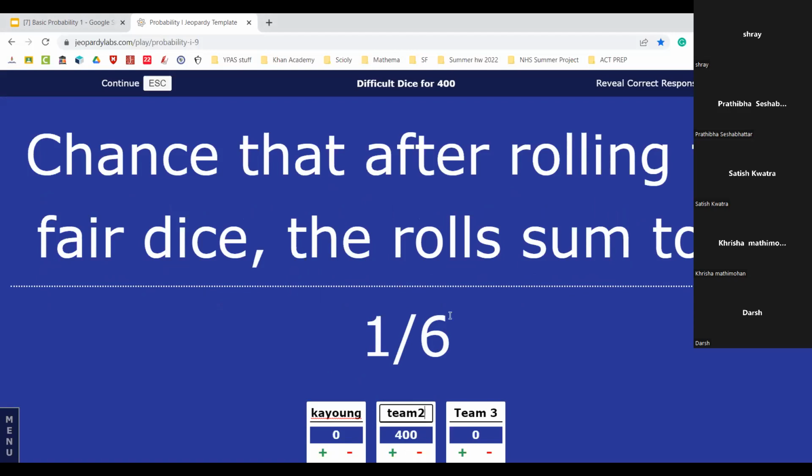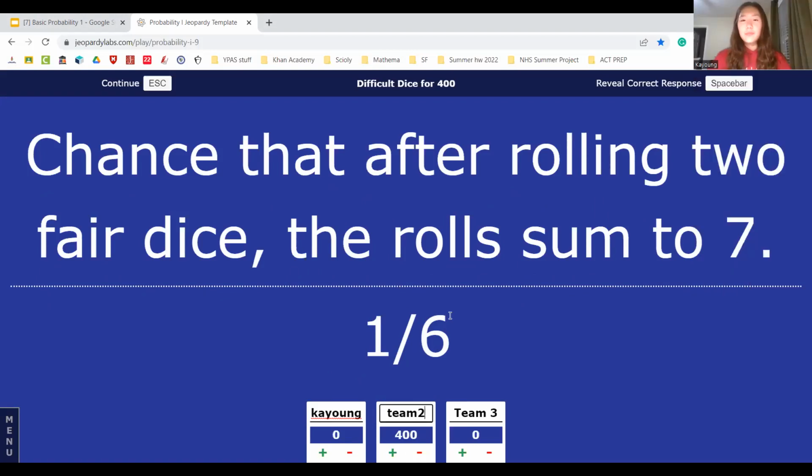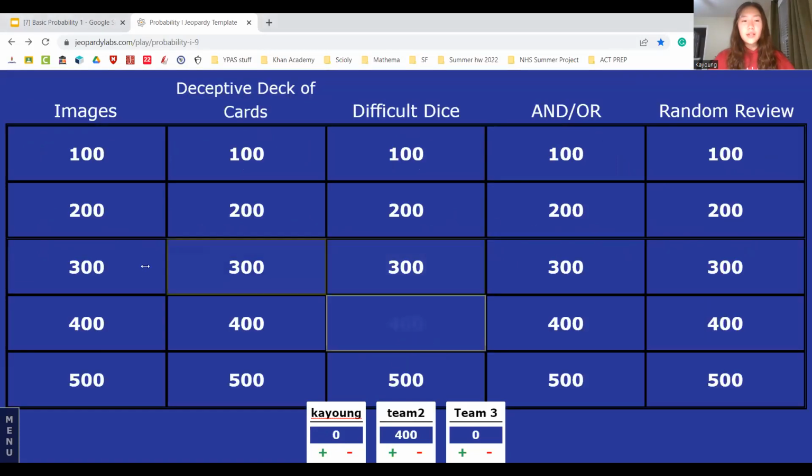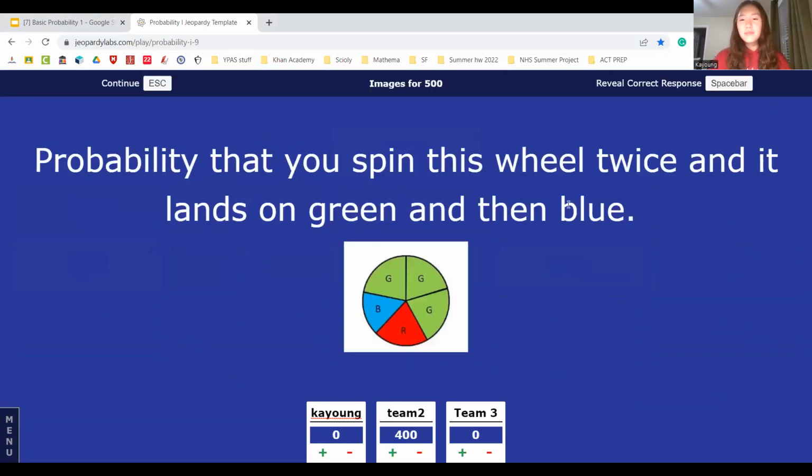So let's make this go away. I have no space on my screen. Oh my goodness. Okay. Escape. How do I get this? Oh, okay. I'm gonna choose images for 500.